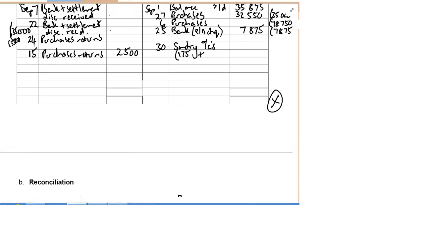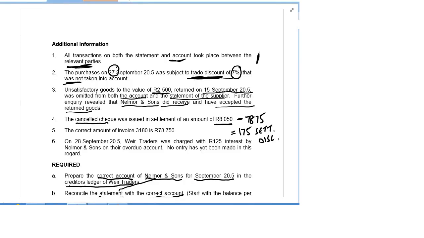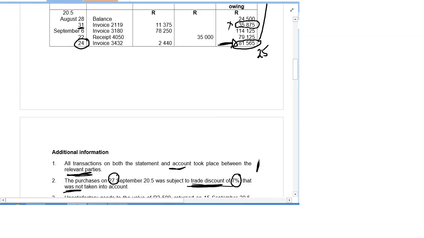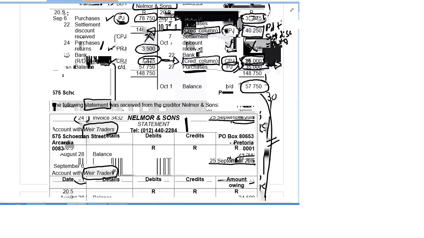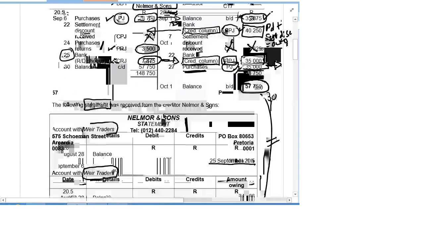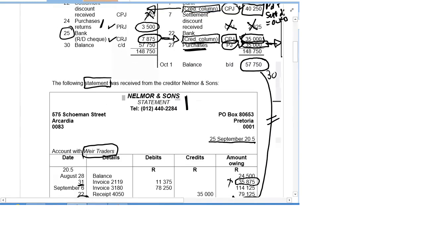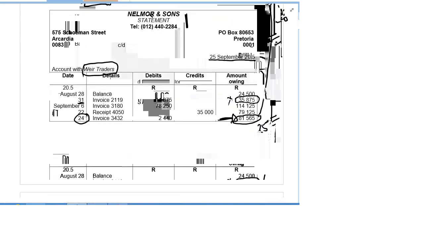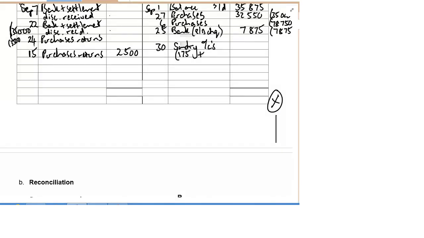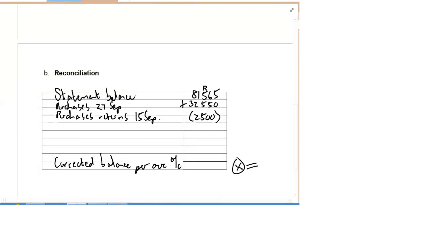So now if we think about it, what they're telling us here, that this cancelled check, it only bounced on the 25th of September, and there's no record of the bouncing of the check in this statement. We are going to assume that the receipt has already been recorded by Nelmore and Sons of the money but the bouncing of the check hasn't been recorded. So we have to put that as a reconciling item onto the reconciliation.